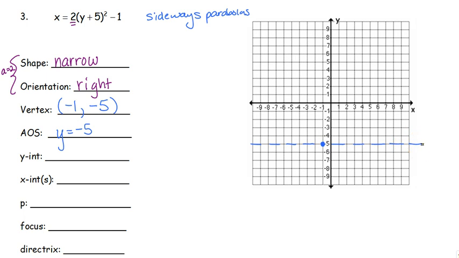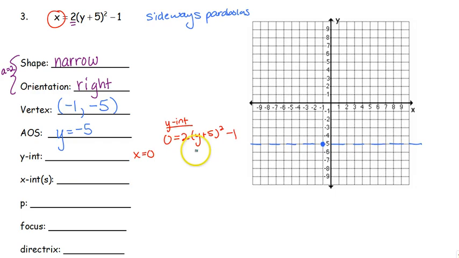Our y-intercept: if we have the y-intercept, we know that the x-coordinate is equal to 0. So we look at the equation, we plug 0 in for x, and we solve. Now you can't go to the calculator on this one like you did on the last one, because our equation is set equal to x. In your calculator, it's always set equal to y. So these you have to do by hand.